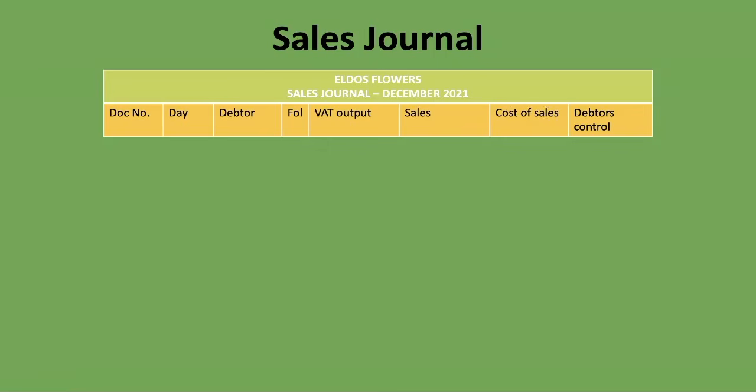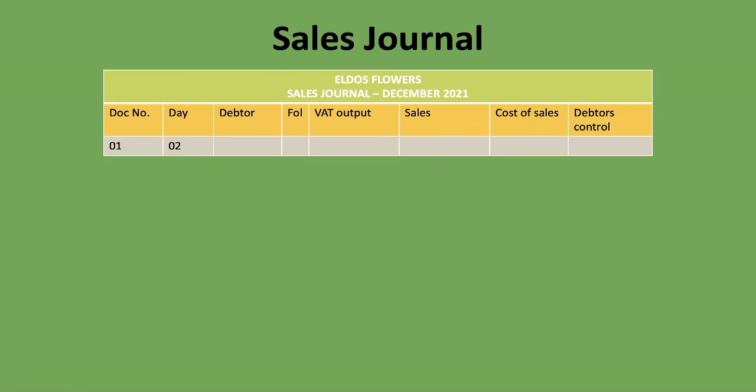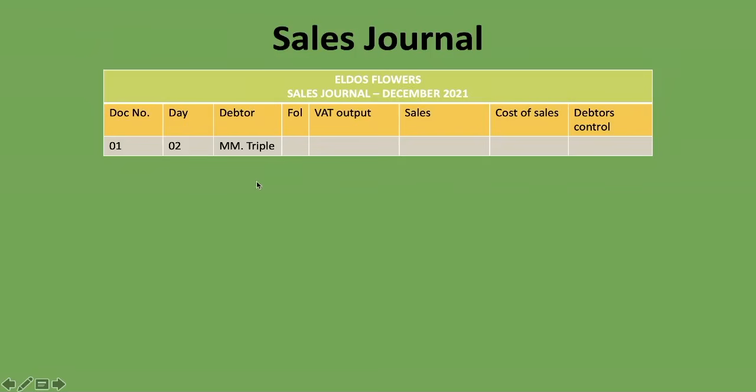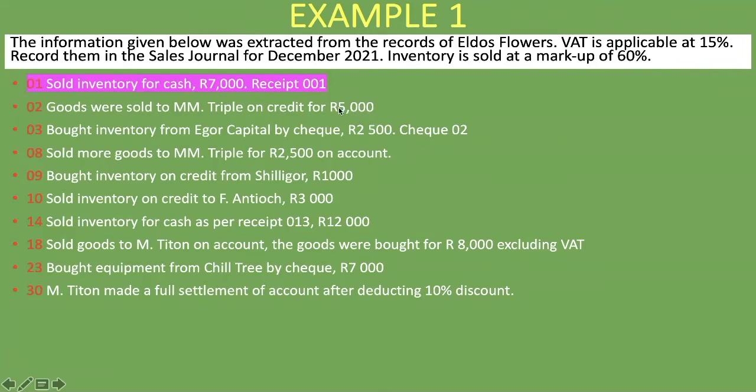But let's put the document number, which is 01, because we're starting with the first transaction, and that's why we're not given the document number. So we're just going to put it as 01. And then it's day 2, as you saw, and as you can see here, it's day 2. And what is the name of the debtor? The name of the debtor is Triple, as you can see here. So let's go ahead and put the name of the debtor, Triple. Now we have to calculate our amount. So let's go back, and we can see that we sold the goods for 5,000 Rand.